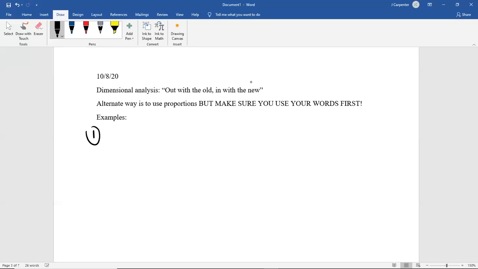So for number 1, we're going to convert 82 feet to meters. Oops, I could have typed that part out. In fact, I will. Why not? Example 1: convert 82 feet to meters. In fact, 3.281 feet is equal to 1 meter. So I'm giving you the conversion factor right inside of the example.